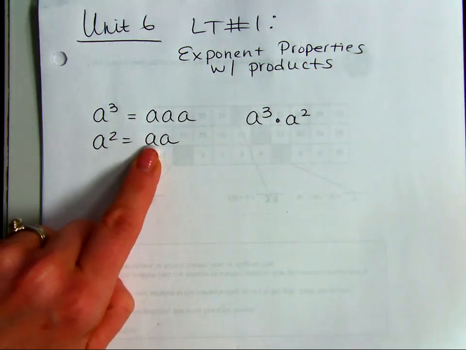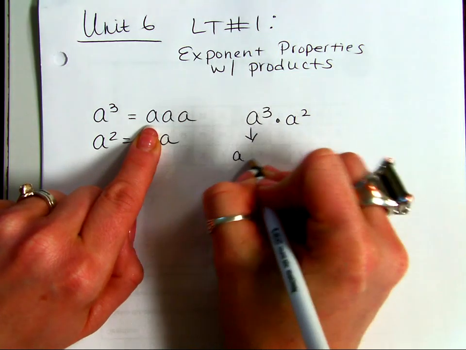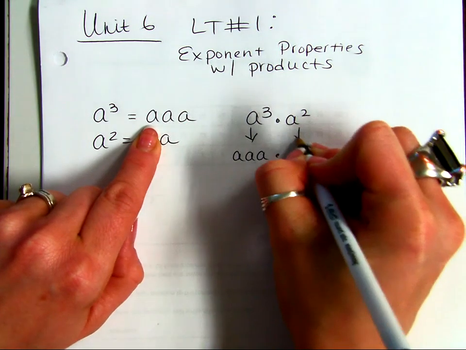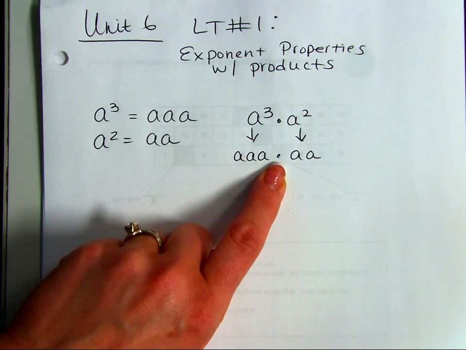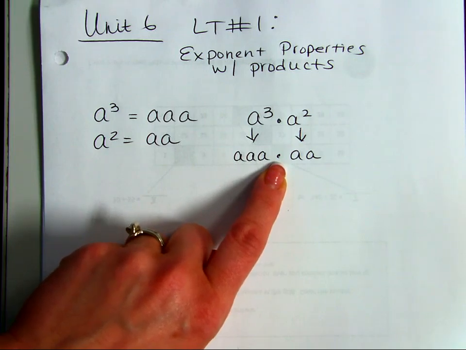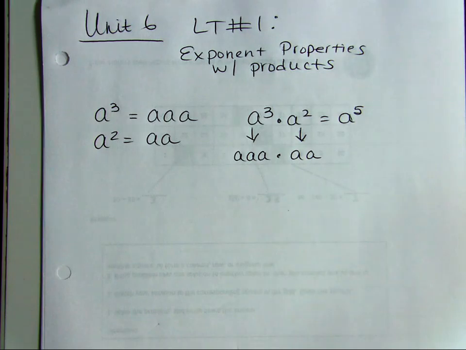How many a's are you looking at over here? I have 3 here and only 2 here. I don't see 6 a's. I see 5. So this is going to actually be a to the 5th power. So a to the third times a to the second is really a to the 5th. Even though it says multiply, I added the exponents.